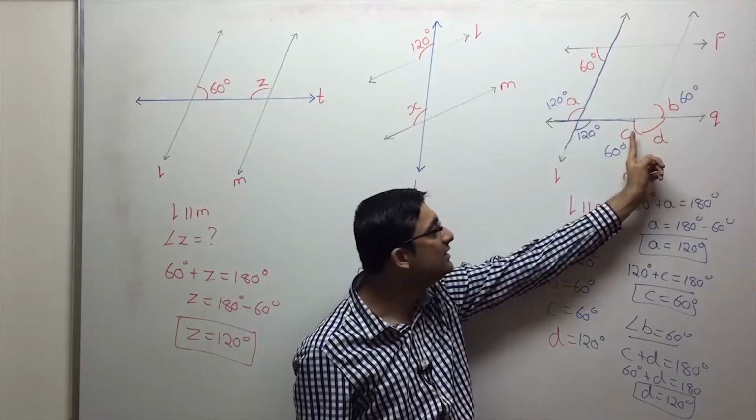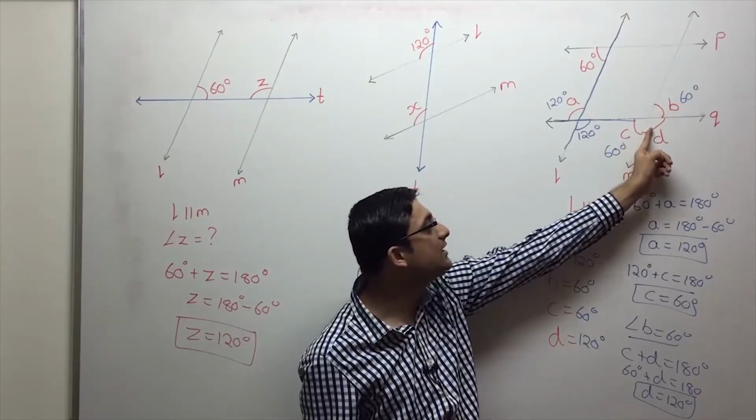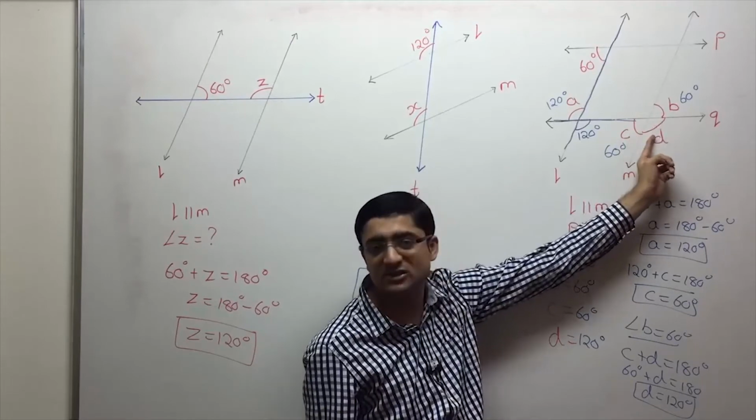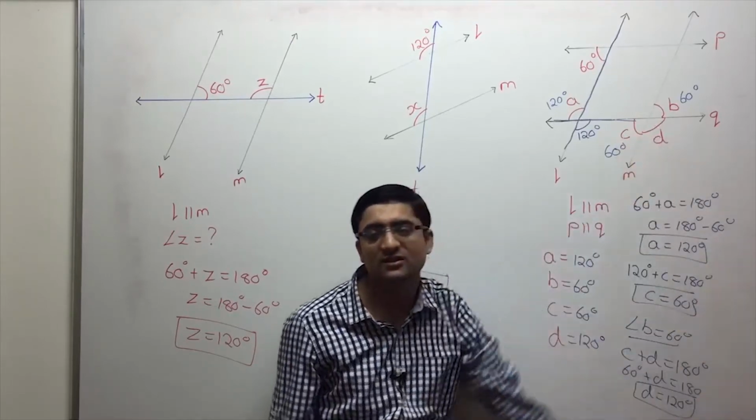What will be this angle? This and this form a linear pair. Two angles next to each other in a straight line. So this plus this will be 180. So if this is 60, this will be 120.